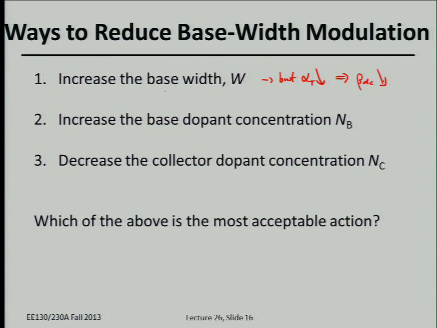Remember, for PN junctions, the more heavily doped a side of the PN junction is, the smaller the depletion width on that side. So we can increase the base dopant concentration. What's the trade-off here? There's always a trade-off.